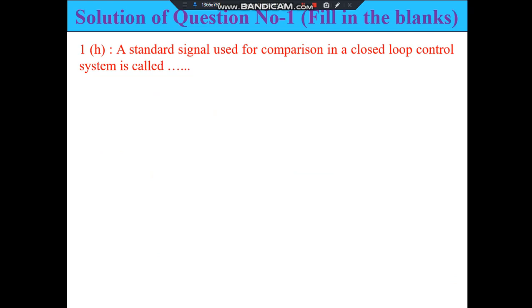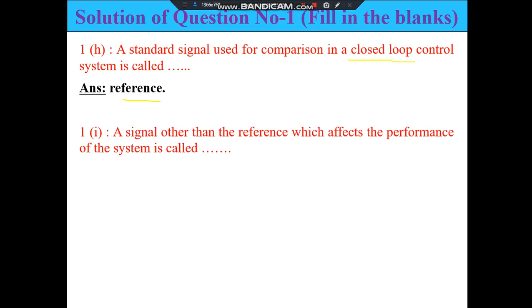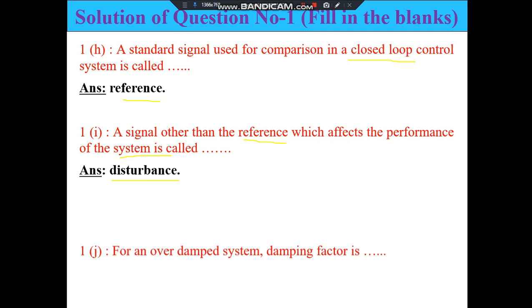The standard signal used for comparison in a closed loop control system is called a reference. A signal other than the reference, which affects the performance of the system, is called disturbance.